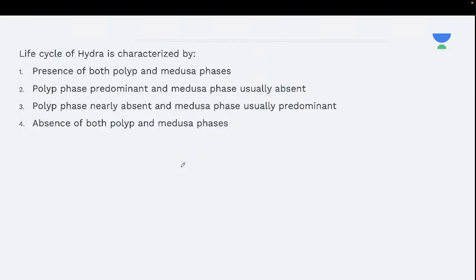presence of both polyp and medusa phases. Polyp phase predominant and medusa phase usually absent. Polyp phase nearly absent and medusa phase usually predominant. Absence of both polyp and medusa phases. Okay. So in this case, in Hydra, the polyp phase is predominant and the medusa phase is usually absent.